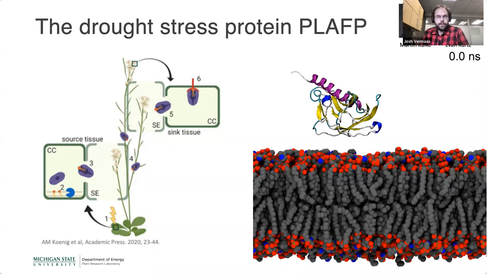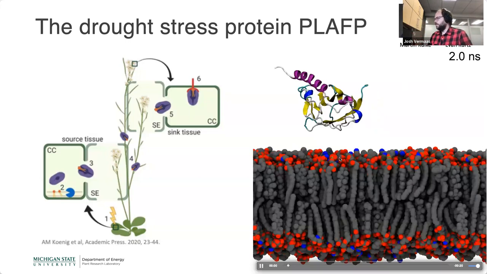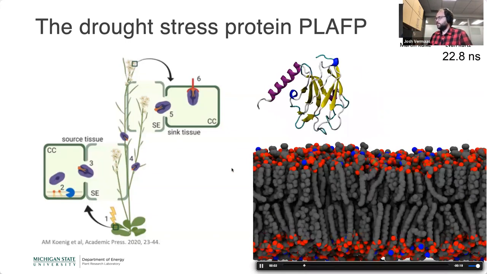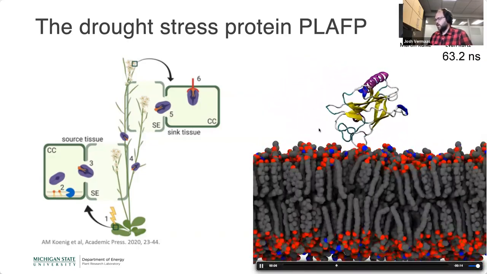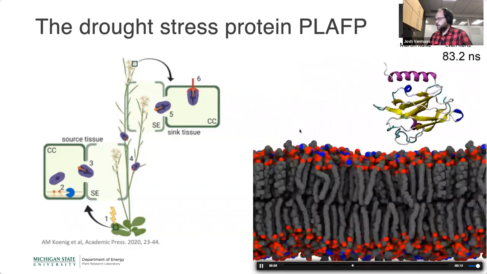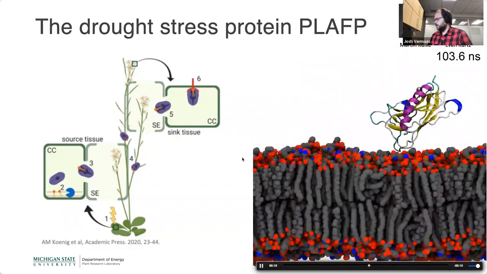Because if there is not enough water to go around and you feel that you are in a drought, you should probably change your metabolism, not just in that single leaf or place that is first finding this stress, but it should be distributed over the whole plant. And what we had found was, all right, so here's this protein. Does it bind to biological membranes? And the answer is, yeah, eventually it will.